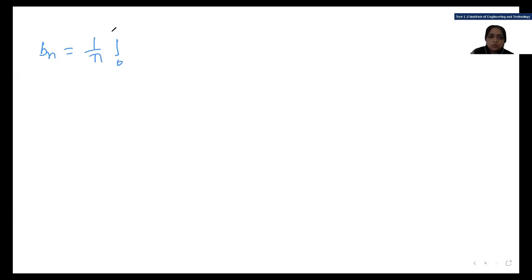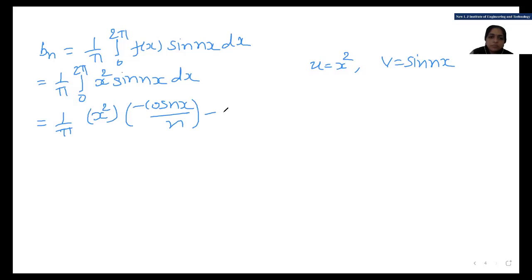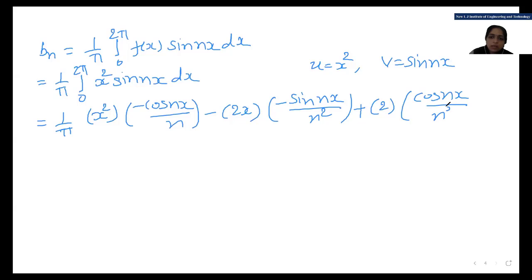bn is 1 by pi, integral 0 to 2 pi f of x sine nx dx, right? So 1 by pi, 0 to 2 pi, f of x is x square, sine nx dx. For the integration of x square sine nx, here again u is x square and v is sine nx, right? So x square, keep it same. The integration of sine nx is minus cos nx upon n. We are applying the Leibniz rule here. Minus 2x. The integration of minus cos nx is minus sine nx upon n square, plus the derivative of 2x is 2, and the integration of this minus sine, that is minus minus plus, cos nx upon n cube. Okay, and the limits are 0 to 2 pi.